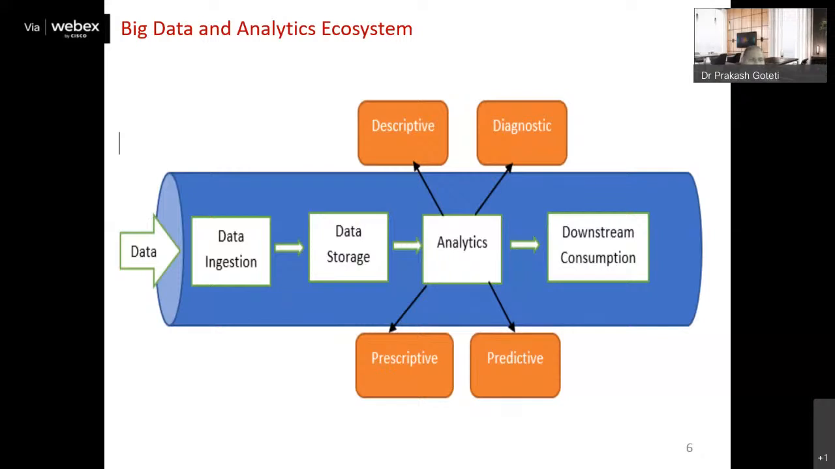Predictive analytics means what is likely to happen. You must have seen what exactly happened and why it happened. Now we are looking at what might happen, what is likely to happen. You predict something. This is where machine learning algorithms come into the picture. That's why machine learning plays a very important role when it comes to predictive analytics.